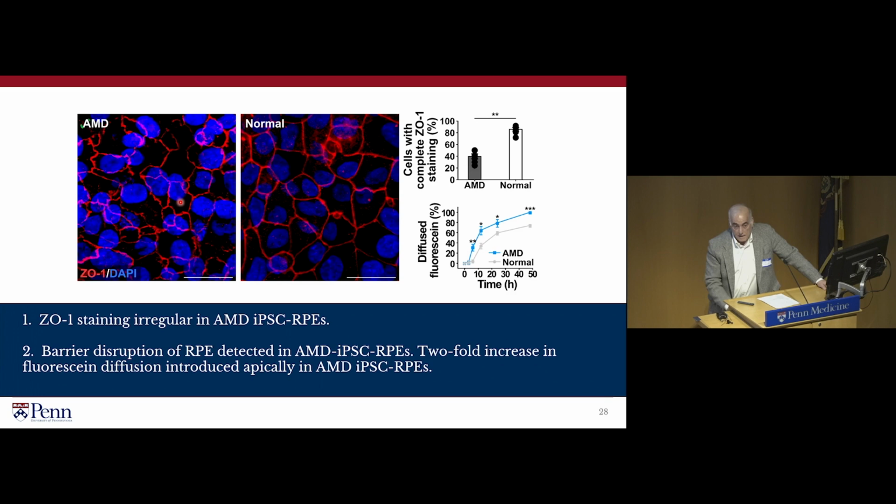And we then added fluorescein to the apical portion of the RPE, and we measured diffusion of the fluorescein across the RPE layer into the underlying layer. And you can see that in the AMD RPE, the diffusion of fluorescein is twice as great as in the normal donor. So the barrier is actually disrupted in the AMD RPE cells.